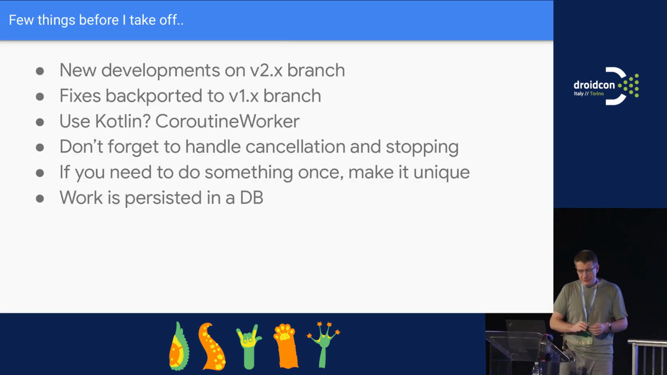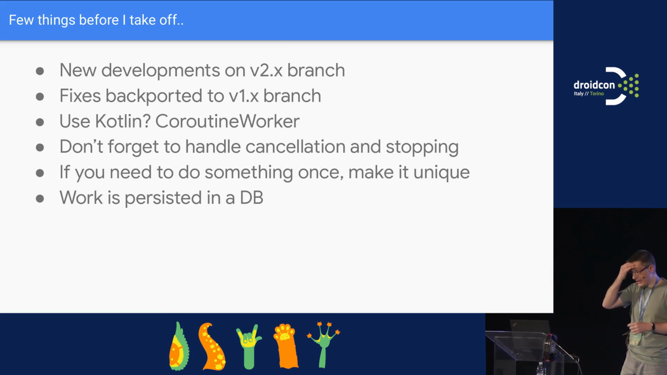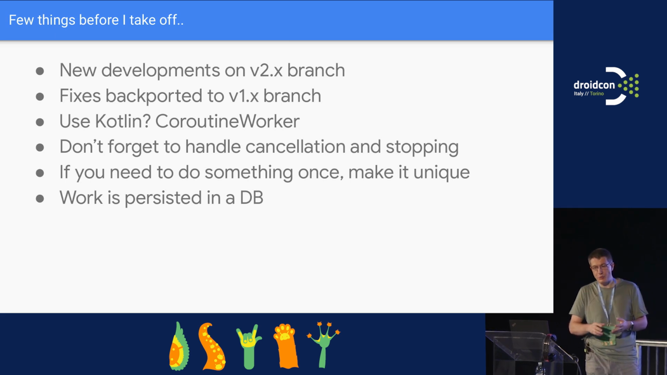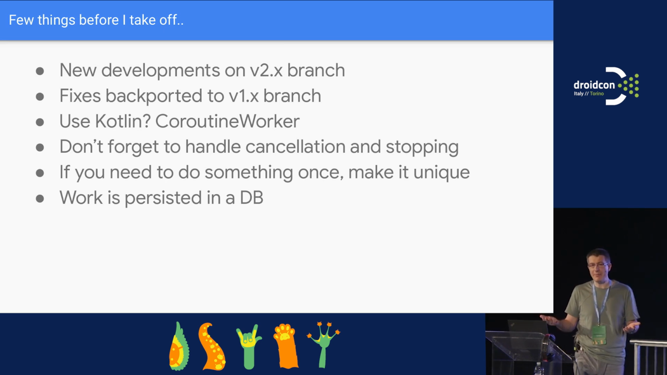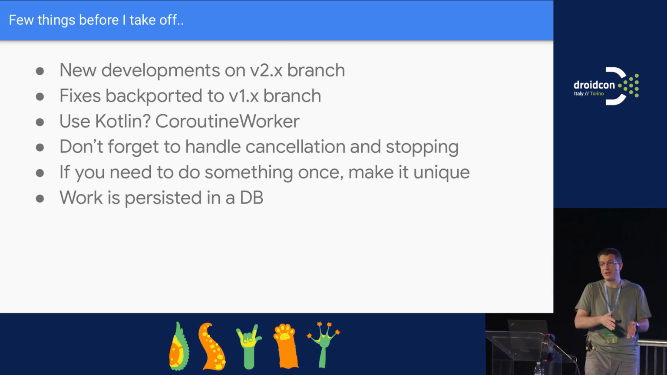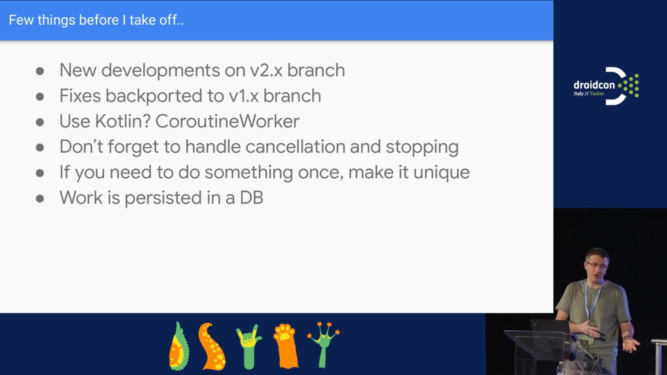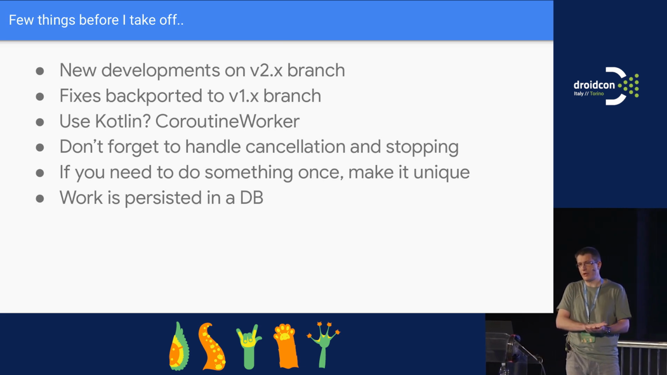So, the conclusion. There are a few things before we take off. There are two branches of the WorkManager. Version 2.0 is the AndroidX branch, and it is where all the new development is done. The other branch is 1.0, which is not much older. At this moment, 1.0.0 and 2.0.0 have exactly the same functionality, but all the new development will be done on 2.0, and the fixes are going to be backported to 1.0.